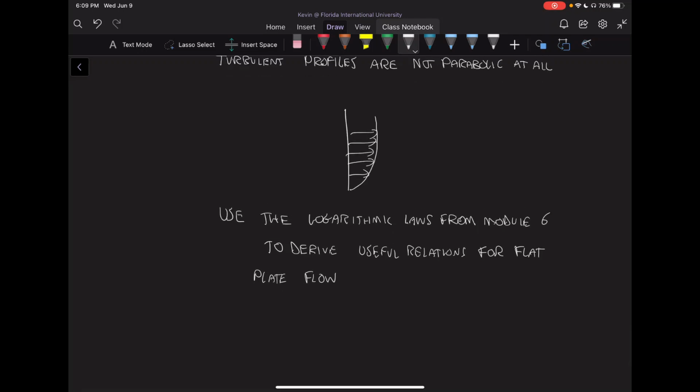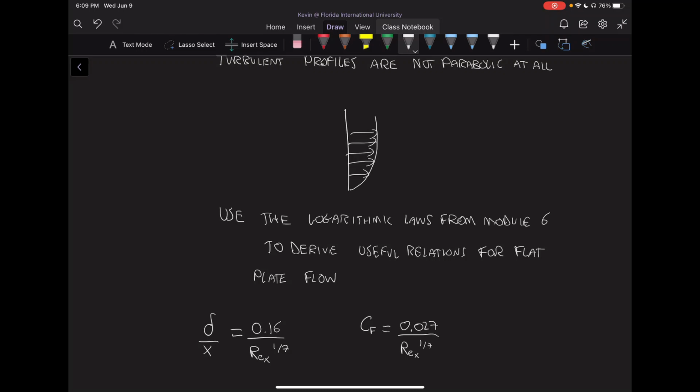So for our turbulent flow, we get that delta over x can be approximated by 0.16 over Reynolds x to the power of 1/7. And CF is equal to 0.027 over Reynolds x to the 1/7.